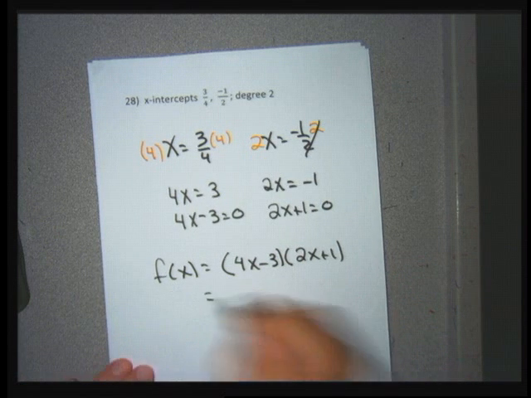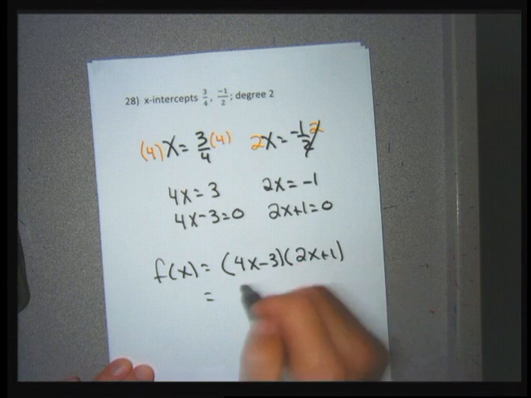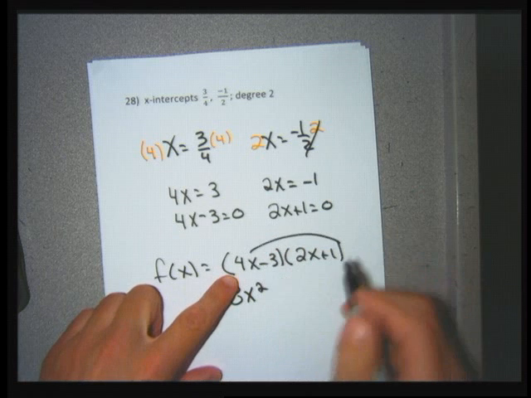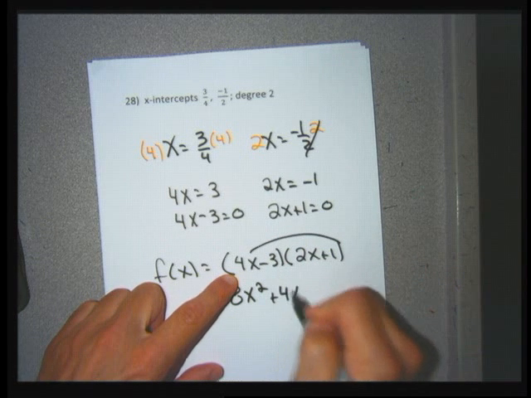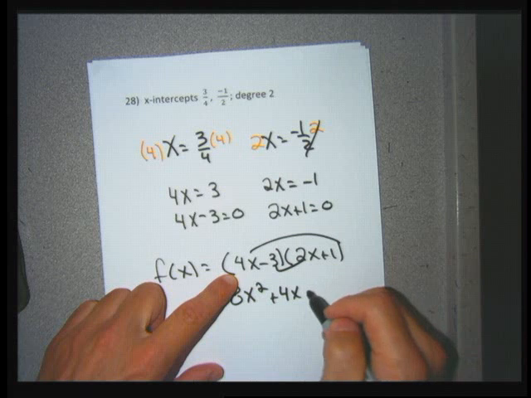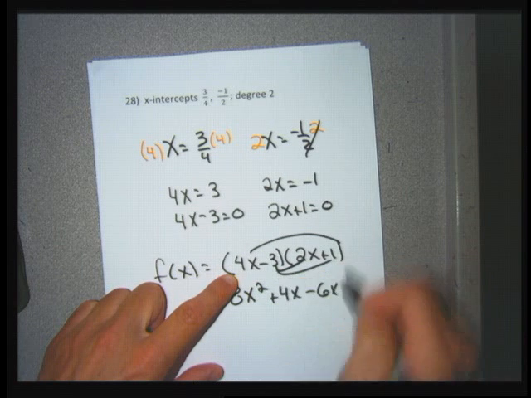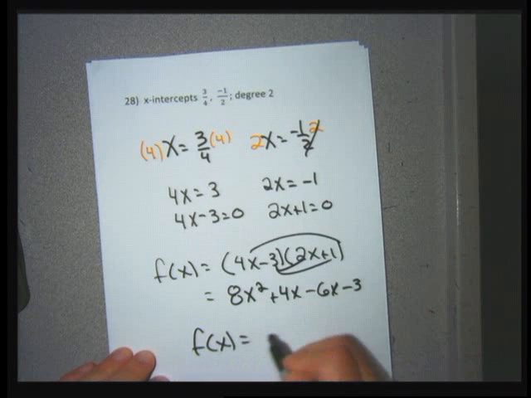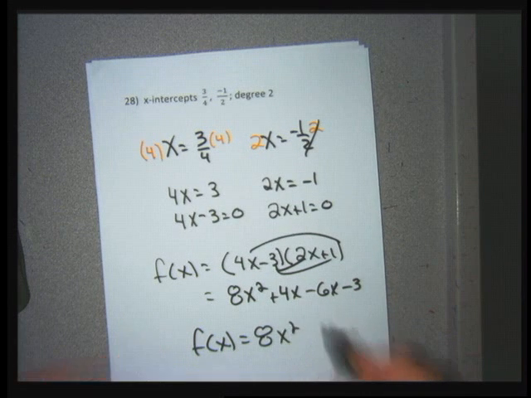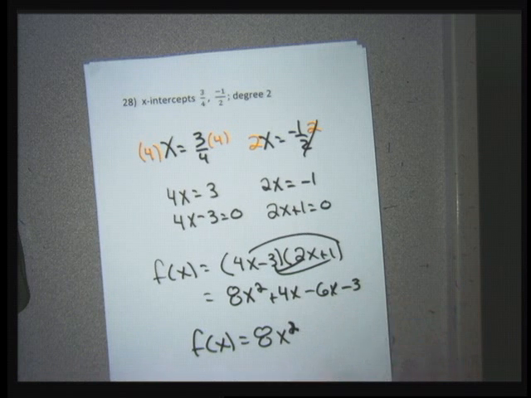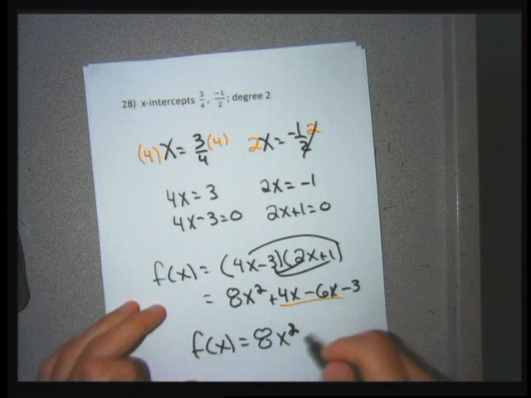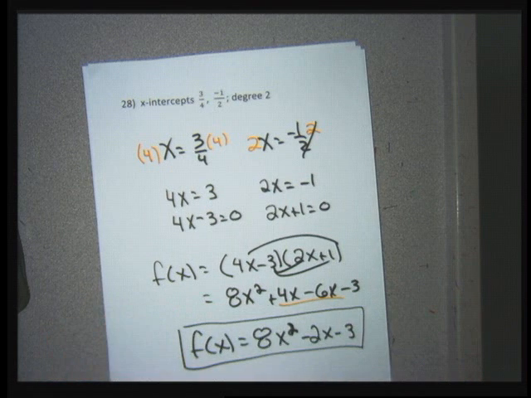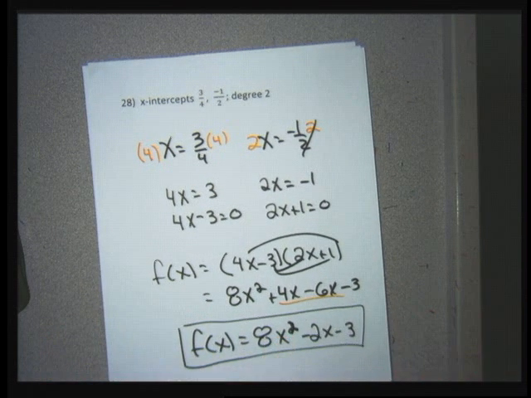So I'll foil this out. First, 4x times 2x is 8x squared. Outers, 4x times 1 is a positive 4x. Inners, minus 3 times 2x is minus 6x. Lasts are minus 3. So I claim that this polynomial, 8x squared, and then I'm going to combine those together to be a minus 2x and bring down the minus 3. I claim that's definitely a second degree polynomial because its highest exponent is 2.